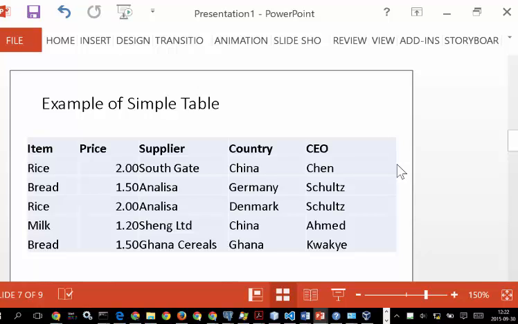Supplier to country, no, and the other way it doesn't, right? Because from supplier, if you pick someone like Annalisa, sometimes it goes to Germany, sometimes it goes to Denmark. So from the supplier, you cannot determine the country. From the country, you also can't determine the supplier. Because what? You have China going to Southgate and China going to Sheng Limited. What about country to CEO?